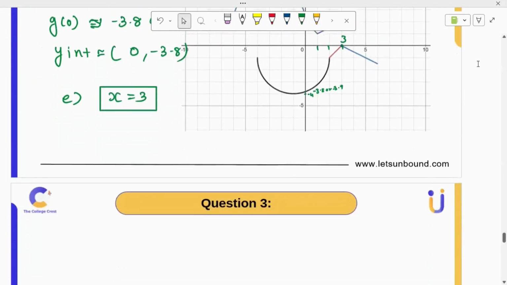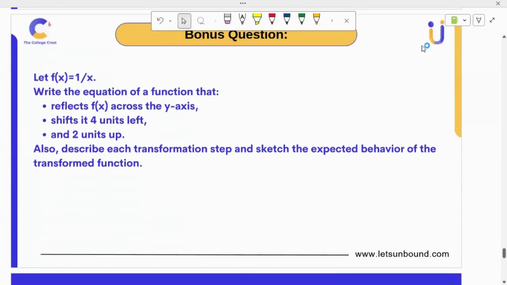Right. So we are moving to the bonus question. A function is given as a reciprocal function. Write the equation that reflects, shifts, and adds 2 units up. And also you have to describe the transformation steps and sketch the expected behavior. Okay. So in the comment section, you can just give me the equation alone. And yeah, you can even describe it in your own words. So sketching, you do it on your own and also use Desmos to cross-check your answer.